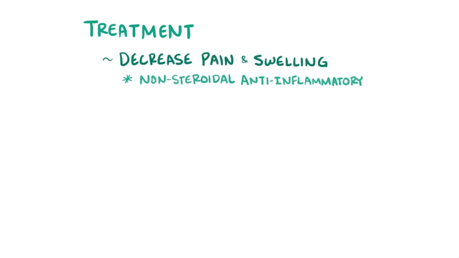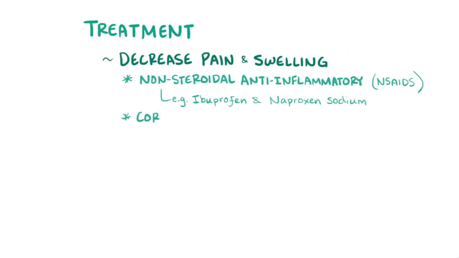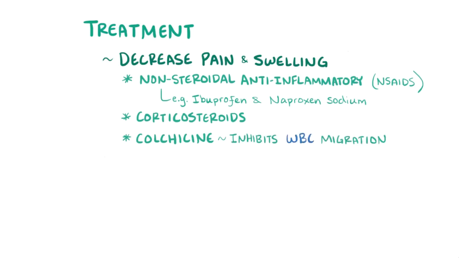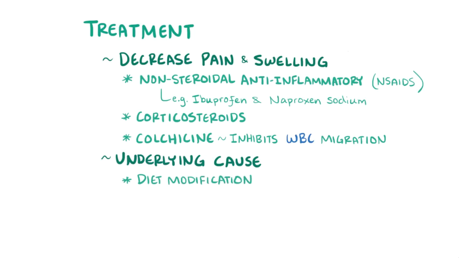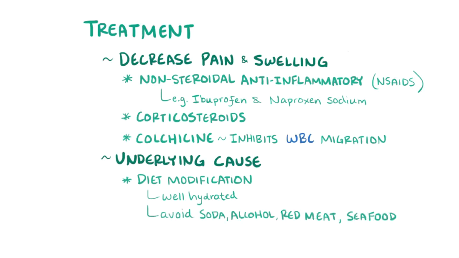Treatment of a gouty attack is typically focused on decreasing the pain and the swelling, most often with non-steroidal anti-inflammatory medications, or NSAIDs, like ibuprofen or naproxen sodium, but occasionally with corticosteroids as well. Colchicine, which has anti-inflammatory effects by inhibiting white blood cell migration, has also been used for a long time to treat gouty attacks. To treat the underlying cause of increased uric acid, though, it's important to modify the diet, doing things like staying well hydrated with water, as well as reducing or eliminating soda, alcohol, red meat, and seafood, and staying active to ward off obesity.